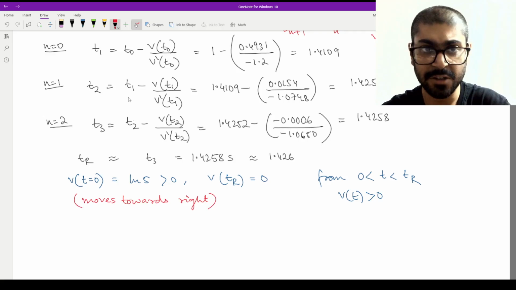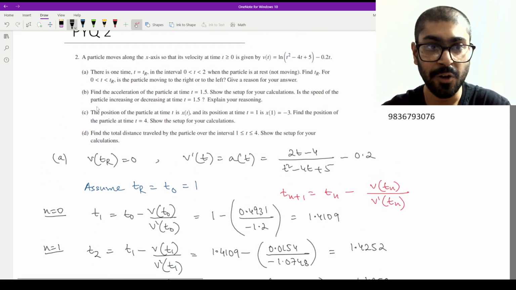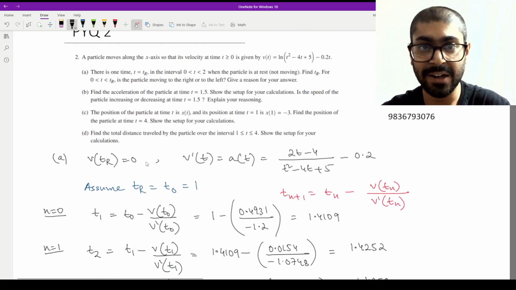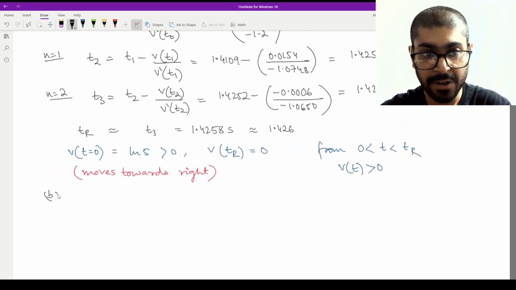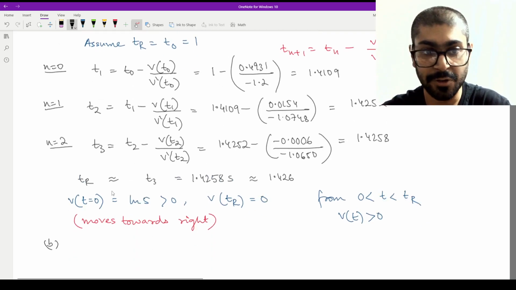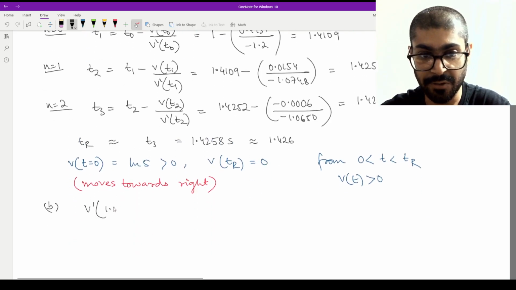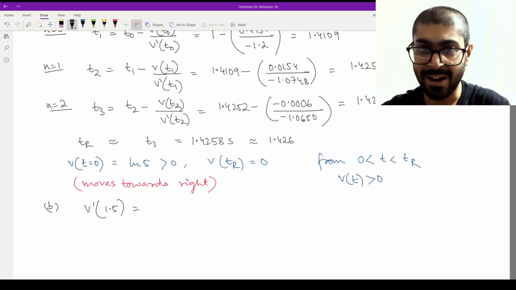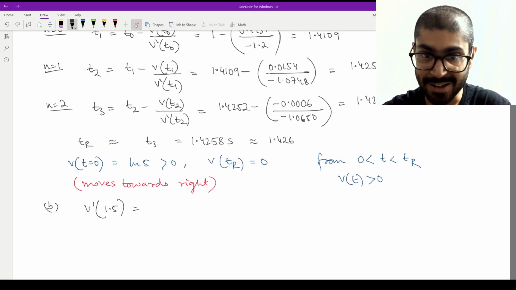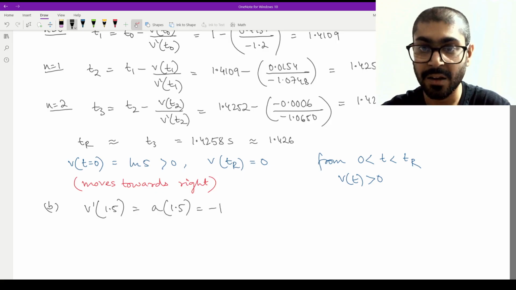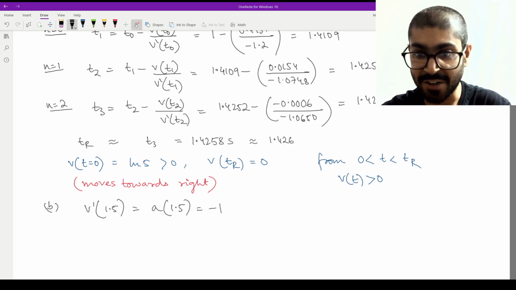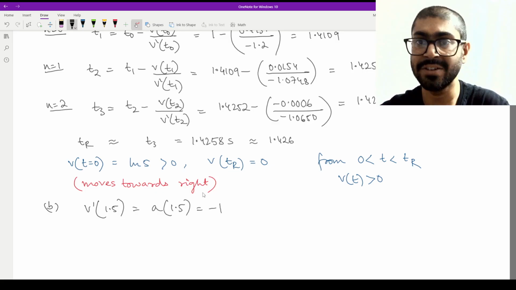Alright, hopefully the explanation suits you all. And with that, we will move on to subpart B. Find the acceleration of the particle at t equal to 1.5. We have already done half of this problem. We have v dash t, we would just need to calculate v dash of 1.5. Now this is just putting a value in the function, right? I am not going to give you that calculation, and if you put that value, you will basically get a of 1.5, which is minus 1. Alright, so this means the acceleration of the particle at time t equals 1.5 is minus 1.